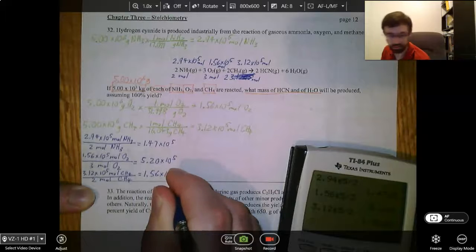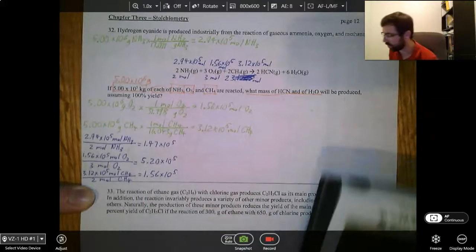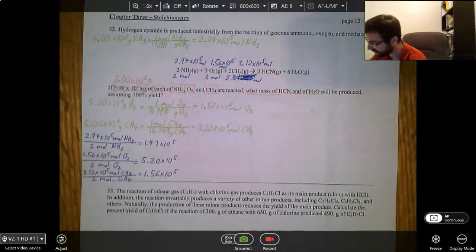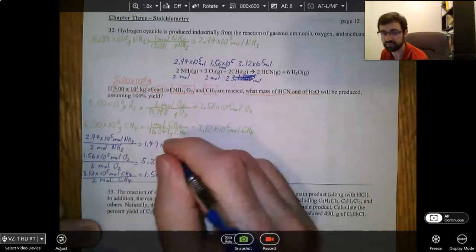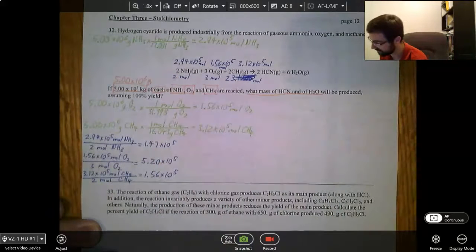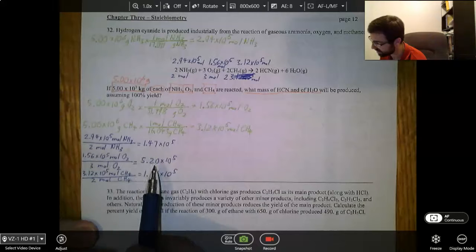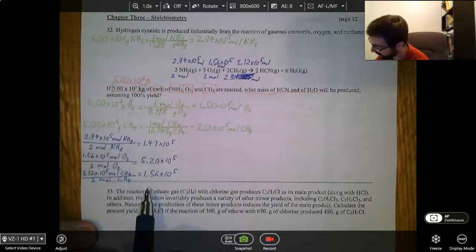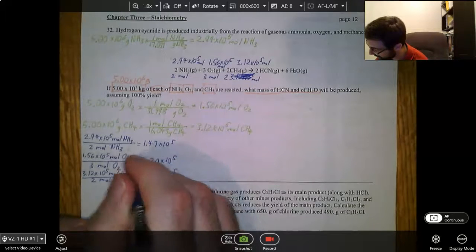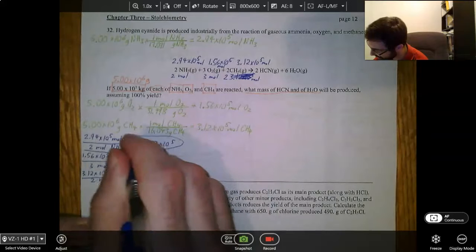All right, so there we are. Which of these is the smallest? Well, they're all times 10 to the 5th, so that makes it not too bad. I just have to pick which of these numbers is the smallest, and it looks like it's this one, right? So this is my limiting reactant.